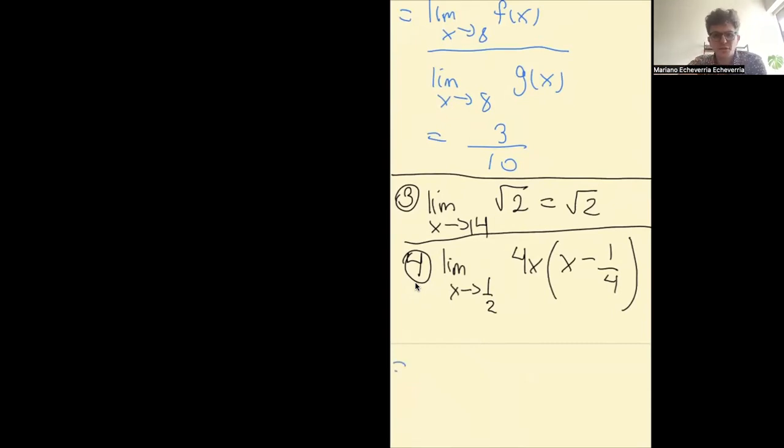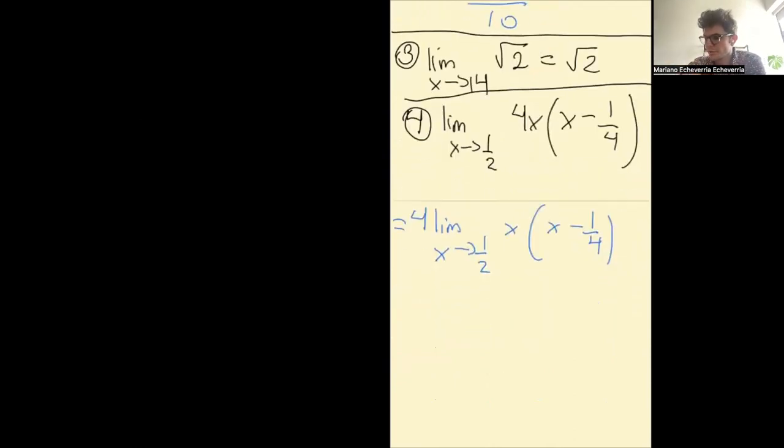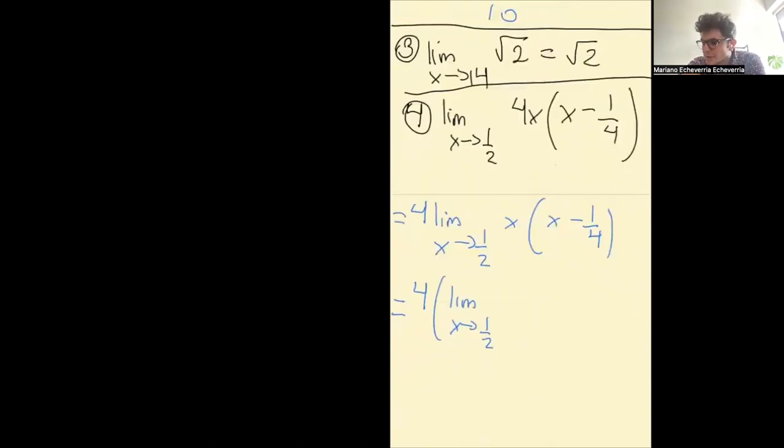The first thing you can do is notice that there's a 4 you can pull out of the limit. So you can put it like this. Remember, constants can be taken out of a limit. And then once you do that, there's a product, so you can just take the product of the limits. Again, there are other ways to do it. I'm just giving you one where you see the properties that I wrote earlier explained. But this is not the only option to write it down.